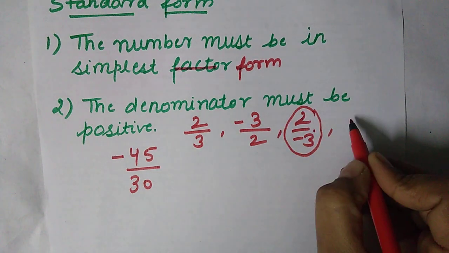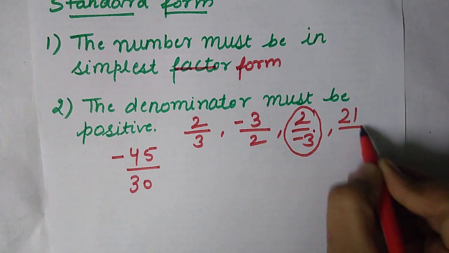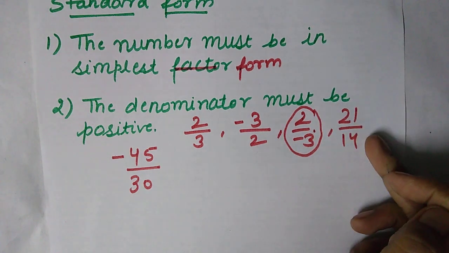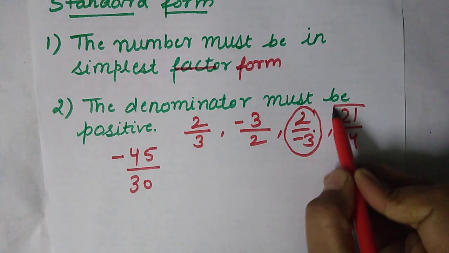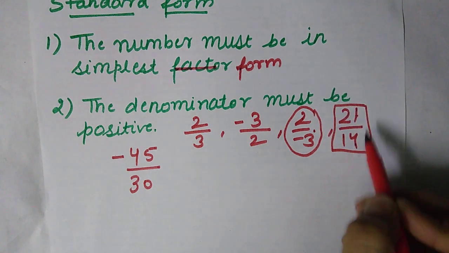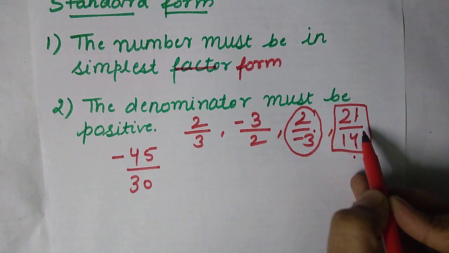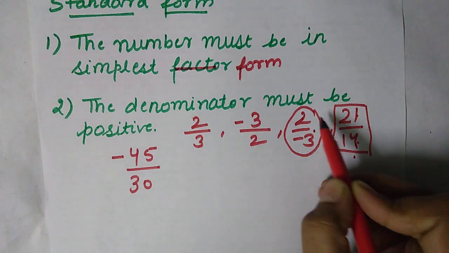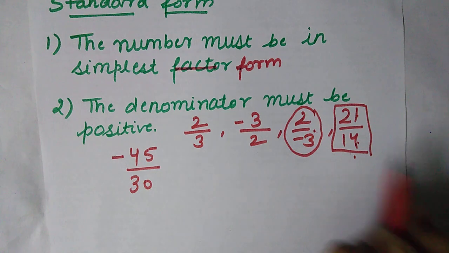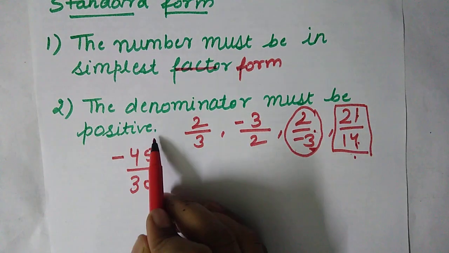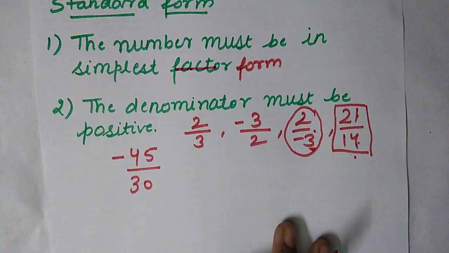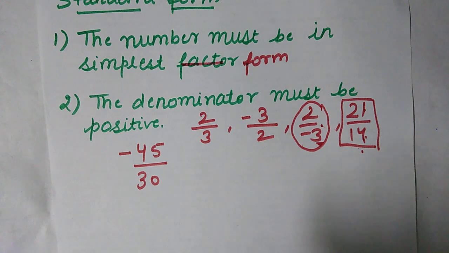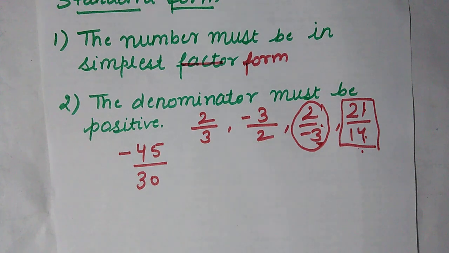If I am writing 21 over 14, is it the standard form of a rational number? No, this is not a standard form because here the largest common factor is not 1. Or you can say they are not in simplest form, and in the other case the denominator is negative. So for standard form the denominator must be positive. So these two are not in standard form, but these two are in standard form. Now I will tell you how to reduce a number to standard form.